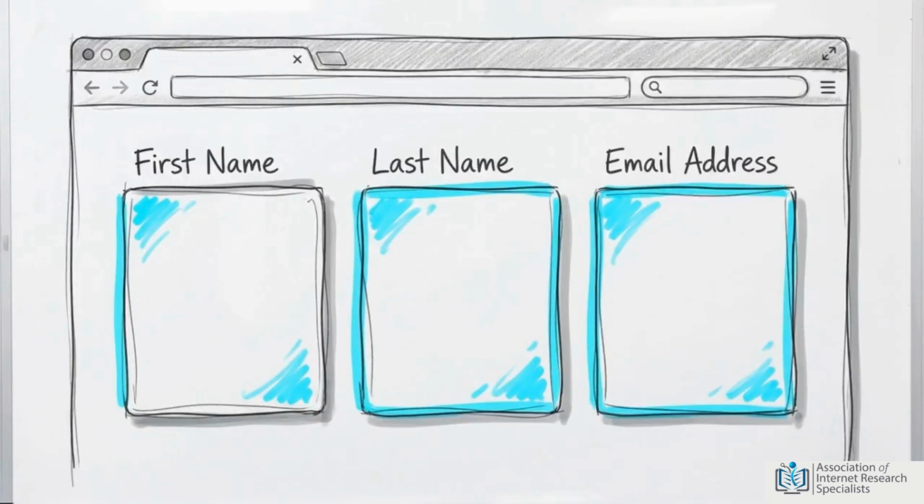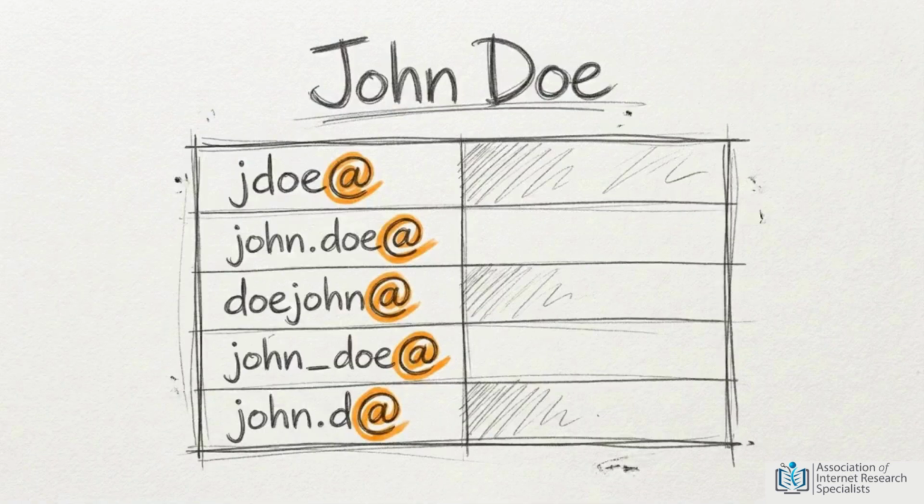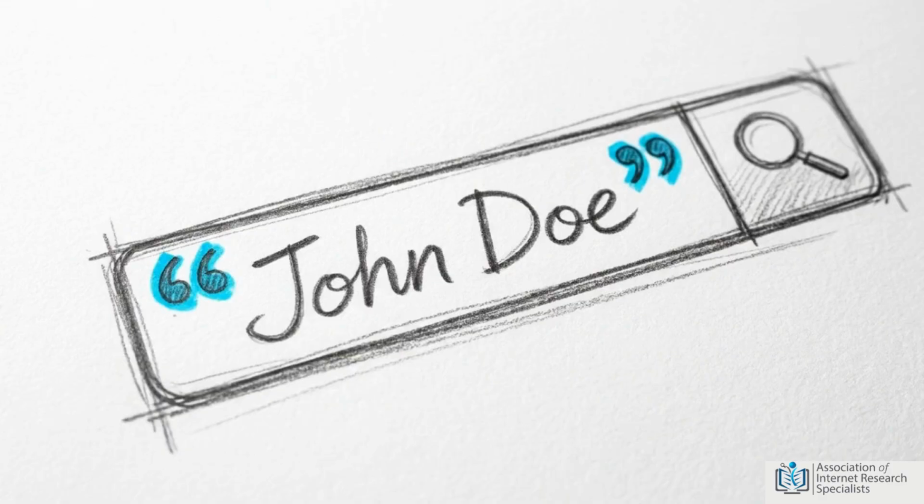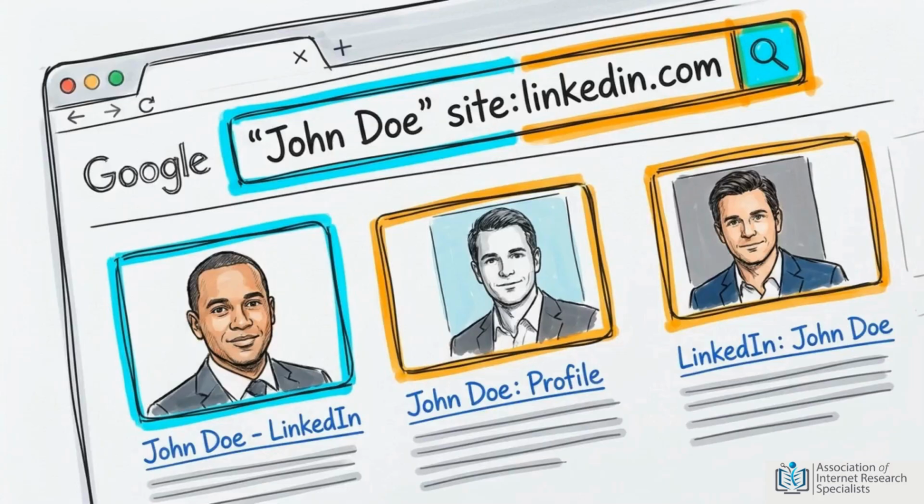With the suspicious email and IP isolated, we shift our focus from the infrastructure to the identity behind it. We generate variations of the suspected name using an email permutator. Then we apply precise Boolean search operators, like placing the name in quotes, and forcing a site-specific query on a professional network to surface connected profiles.